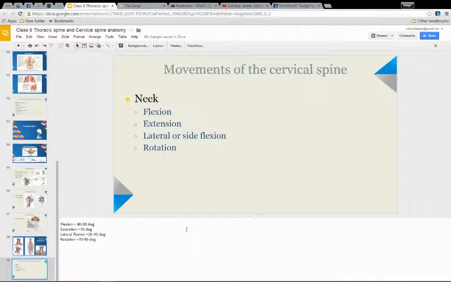Movements of the cervical spine: we have flexion, so we have 80 to 90 degrees of flexion, which is forward bending. Extension, or looking up towards the ceiling, we have 70 degrees. Lateral flexion, or side bending, 20 to 45 degrees. And rotation, 70 to 90 degrees.